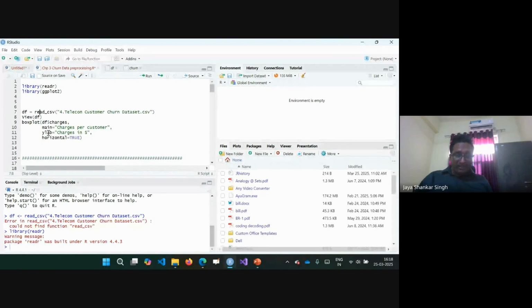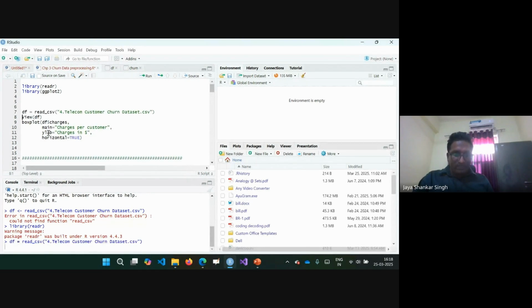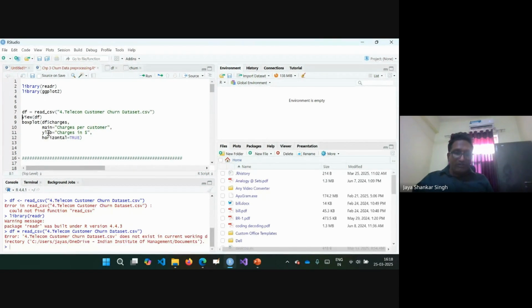Now, if I run this particular command, what will happen? Again, I'm getting an error. This time the error is different. What does the error say? 4.telecom customer churn dataset.csv, whatever the file name is, does not exist in the current working directory.